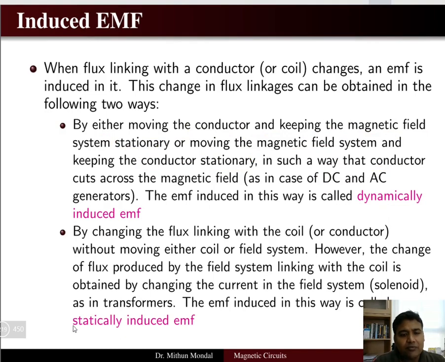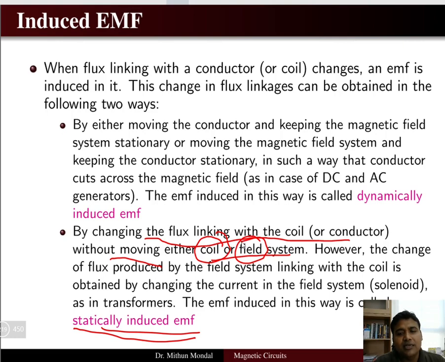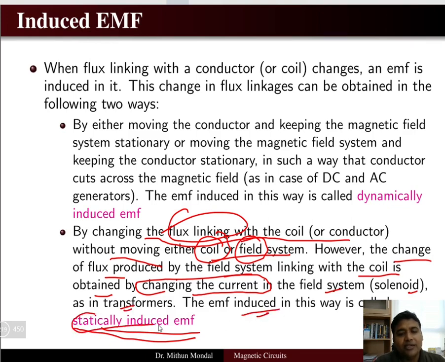The second EMF is known as statically induced EMF. In this case, the flux linkage is changing with the coil or conductor without moving either the coil or the field system. So both coil as well as field are stationary. Then what is changing the flux linkage? The change of the flux produced by the field system linking with the coil is obtained by the change of the current in the field system, that is a solenoid, as in a transformer. This EMF is known as statically induced EMF.